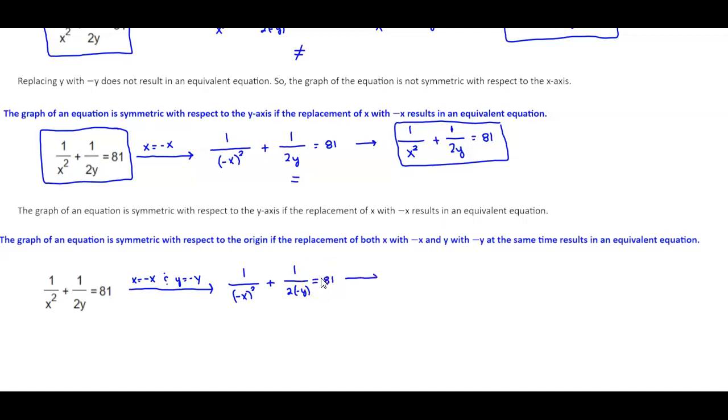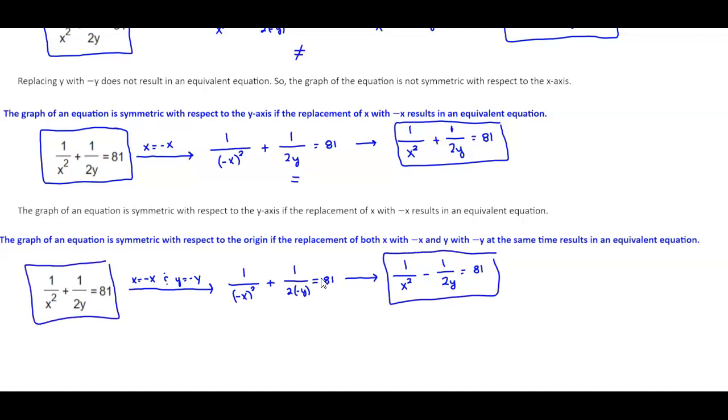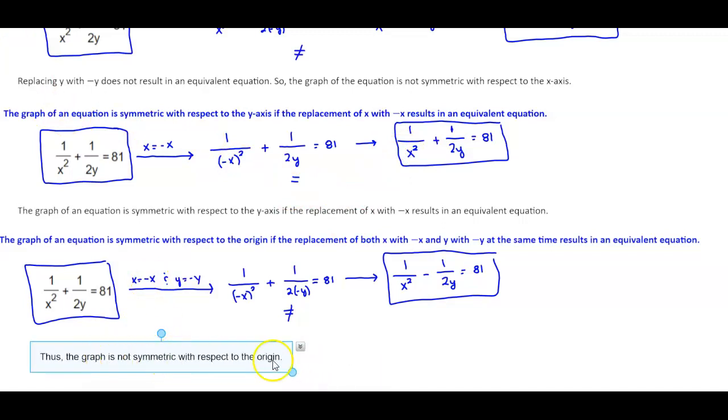So what do we notice about that? We're still going to get 1 over positive x squared, but remember from the first step, this is going to be minus 1 over 2y, and that equals 81. So we're asking, is this equation equivalent to that equation? And we say that it's not equivalent. So therefore, the graph is not symmetric with respect to the origin.